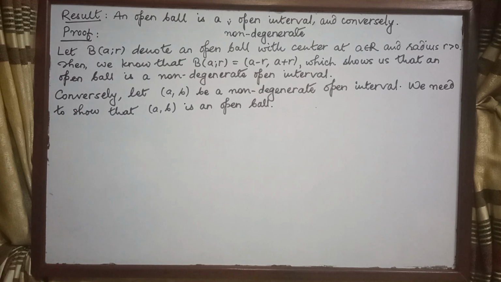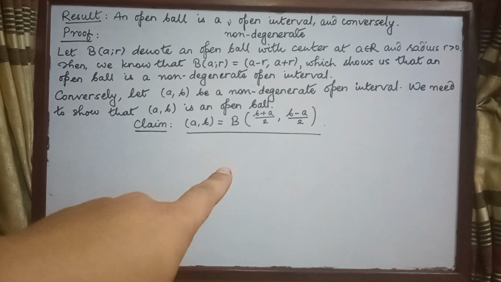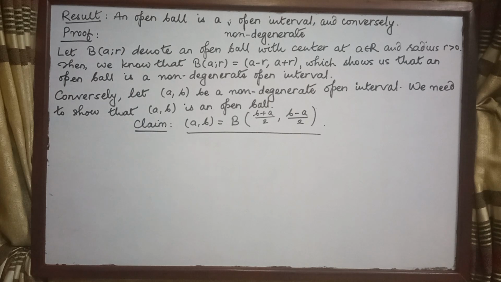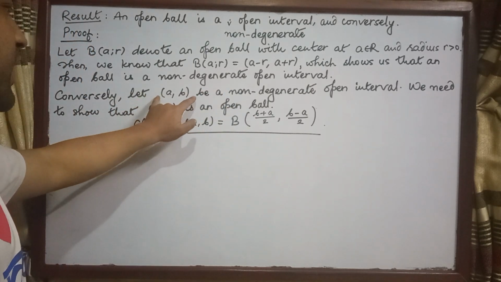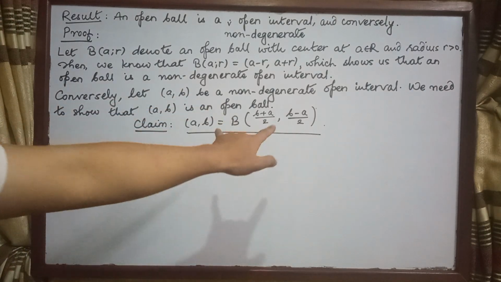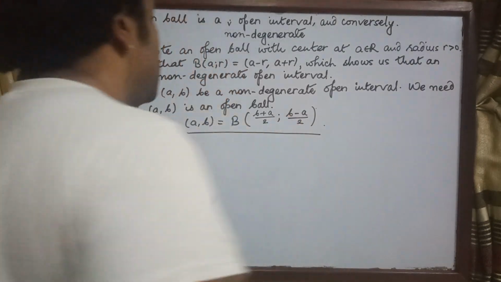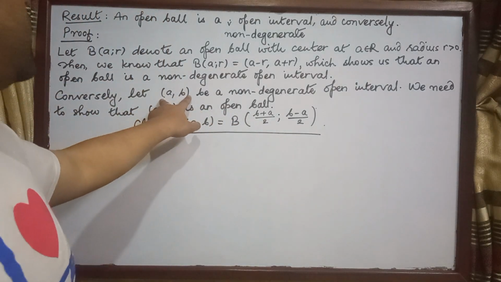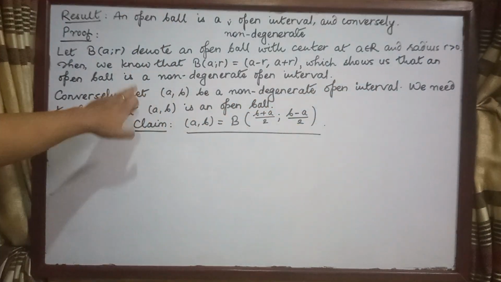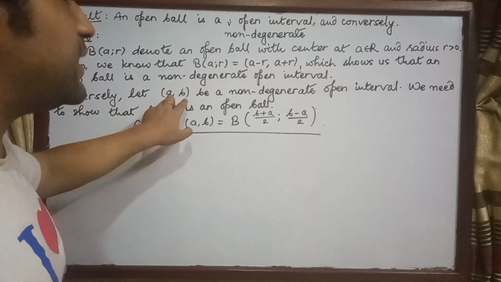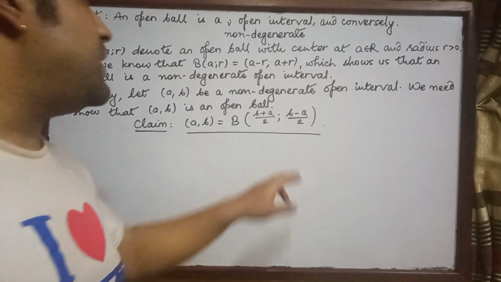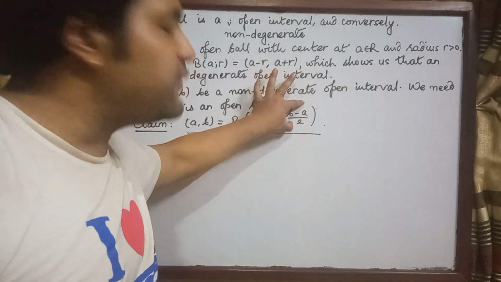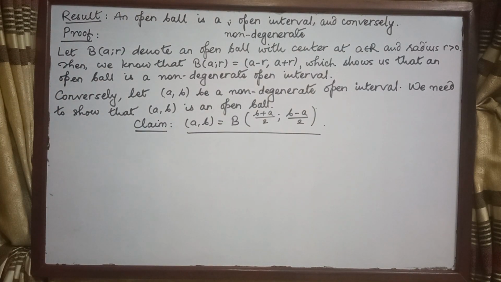Now, what I'm going to do is prove something. And that something is my claim. If I'm able to prove my claim, I can say that I'm taking any non-degenerate open interval and showing that it can be written as an open ball of something like this. Now, (a plus b) by 2 is simply a real number, so it can be a center, and since this is a non-degenerate open interval, a is less than b. So basically, b minus a is greater than 0. So basically, (b minus a) by 2 is greater than 0, and this can qualify to become the radius. Ready? Yes. Okay? All right.